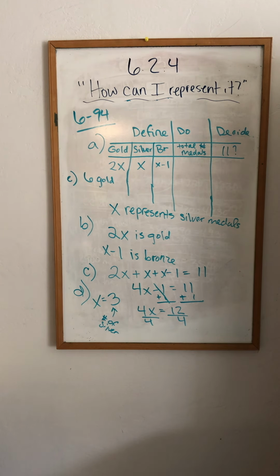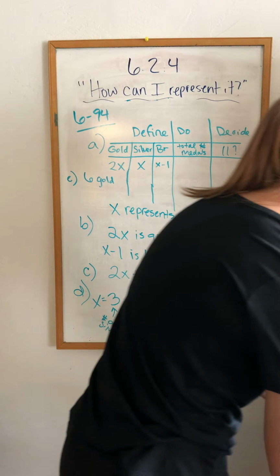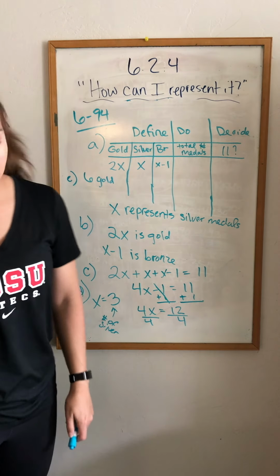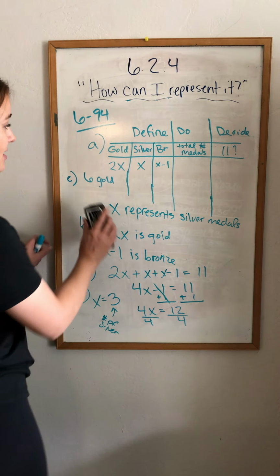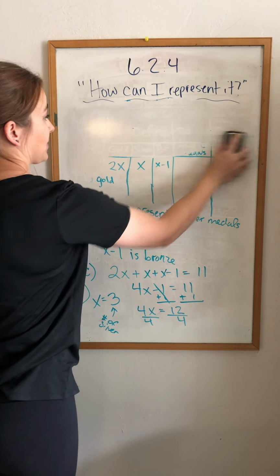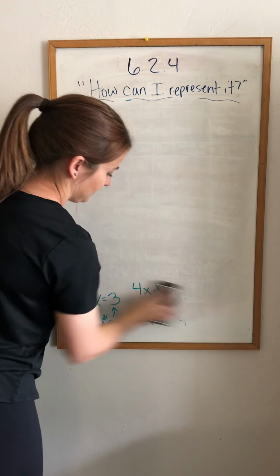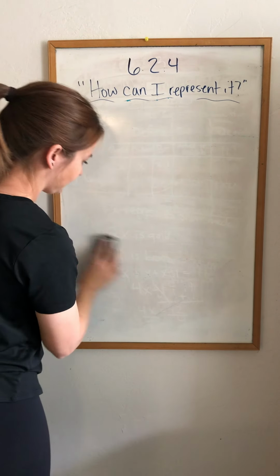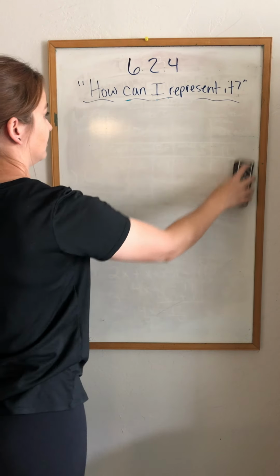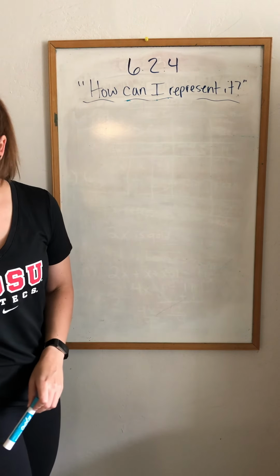All right. Okay, now 695, you only have to do part A, and then we'll do the learning log and be done. All right, 695.